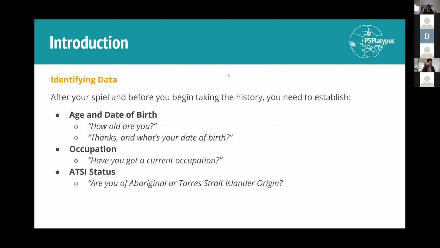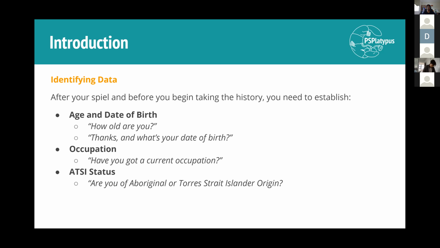You need to hit on every one of these in your OSCEs, obviously, to get your full points. So age and date of birth: save yourself some maths. Don't ask the date of birth first, because then it's a bit awkward if you ask the age. They'll just say, okay, well, you can work that out, right? So save yourself some maths, ask how old they are first. You can write that down and then say, okay, thanks. What's your explicit date of birth? And that'll narrow it down a little bit for you. So ask those in that order.